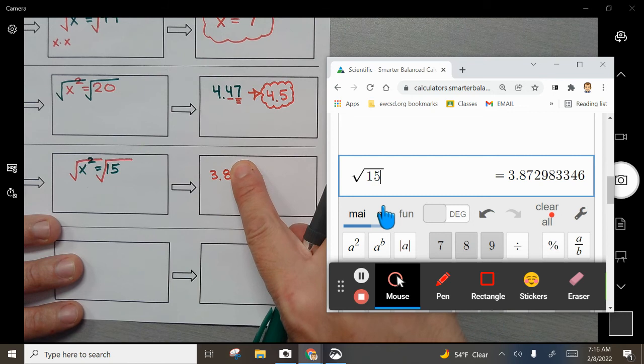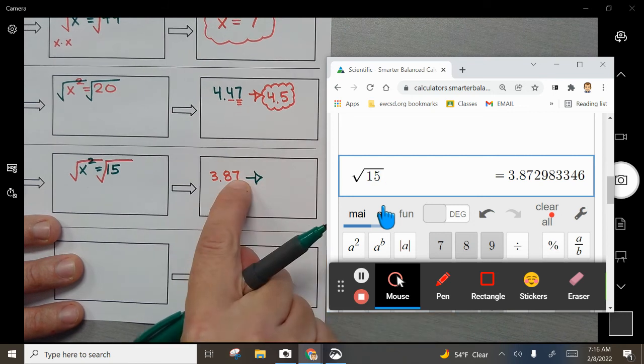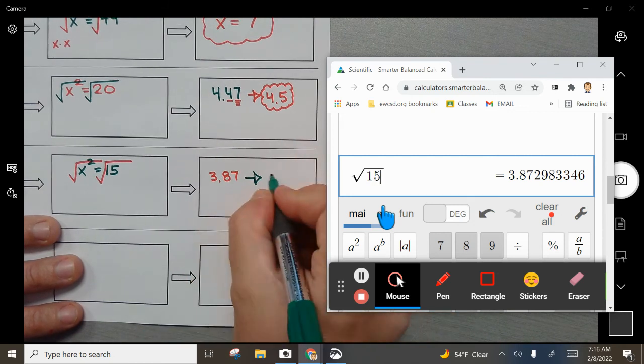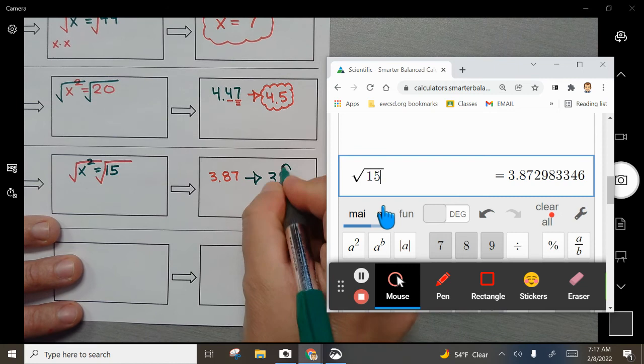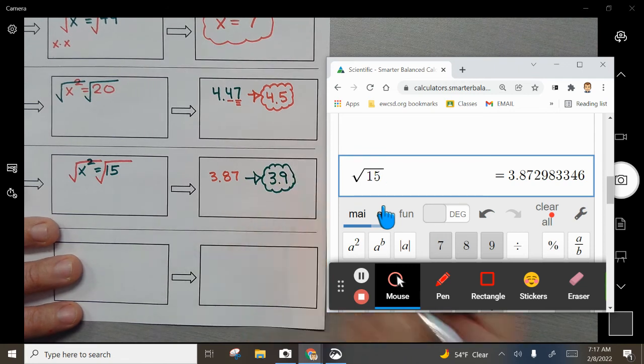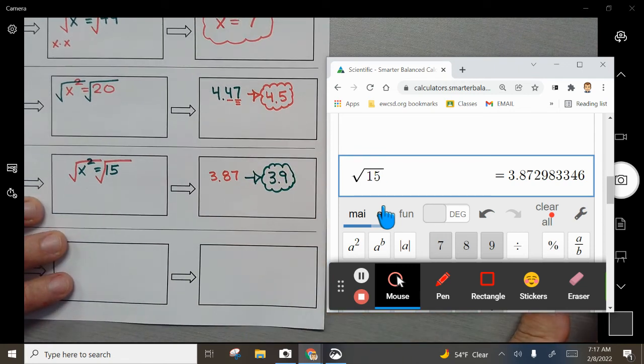It could. If this number was 4 or less, it would stay. But since it's a 7, your answer rises up. It rounds up. All right? Hopefully we got a good idea on rounding. Let's do one more.